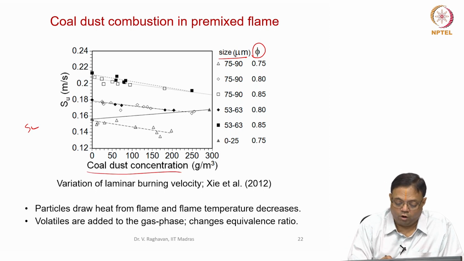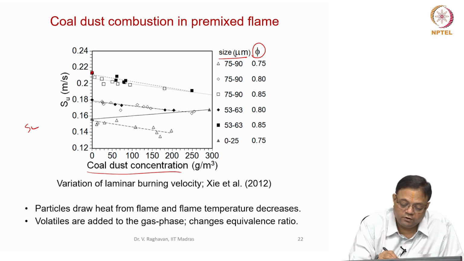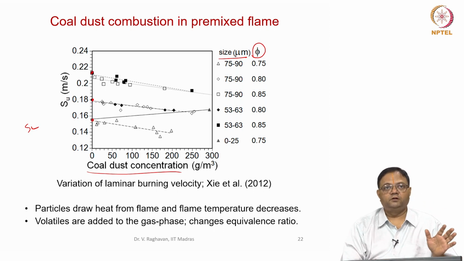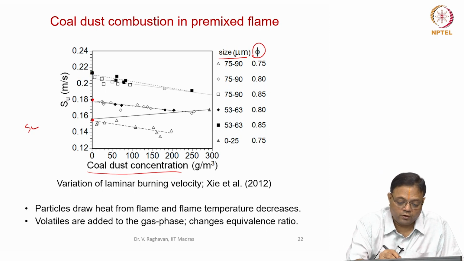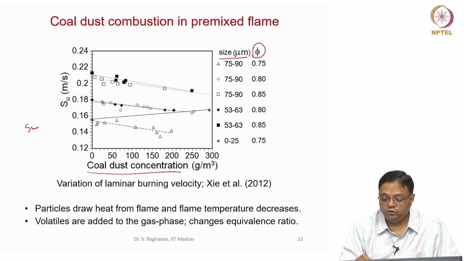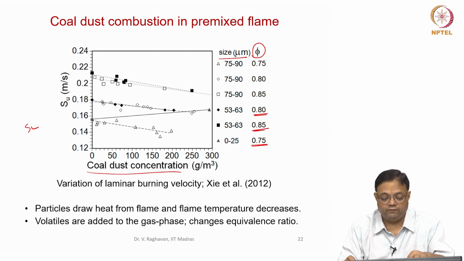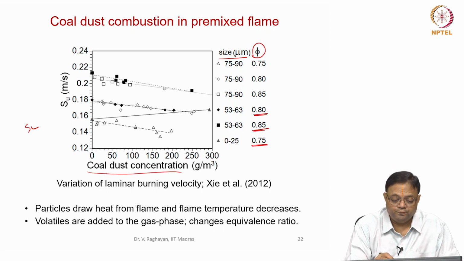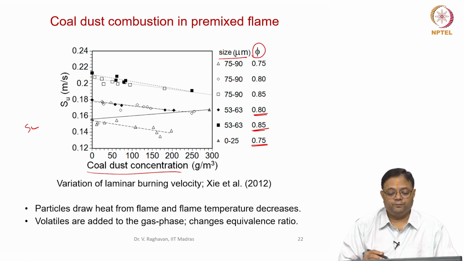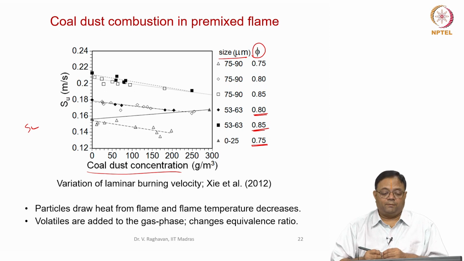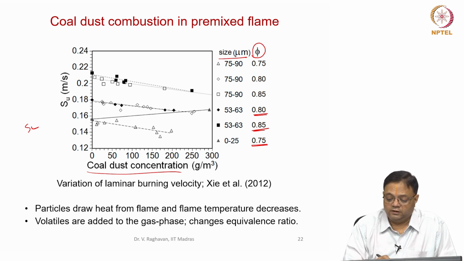So for example, when the coal dust concentration is 0, this indicates the base case, there is no dust. There are 3 equivalence ratios. The rhombus is 0.8, triangle is 0.75, and the square is 0.85. You can see that there is a value of 0.75, 0.85 and 0.8. Some values are there for the SU, that is the laminar burning velocity. This is methane and air.